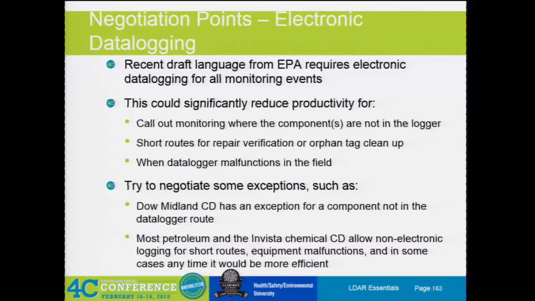Everything has to have a standard on the newer ones. Some of the older ones allow paper usage for smaller routes or rechecks. You still have to write down the times and everything to put that in there. And they're moving to completely make sure that everything is electronic. And it's only in some of the draft language.